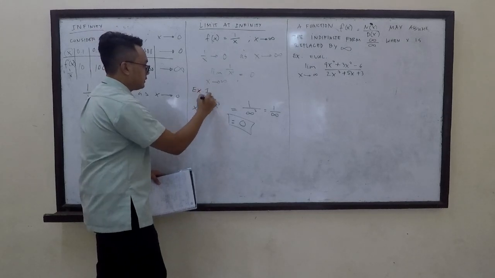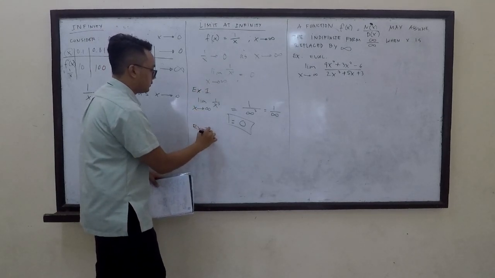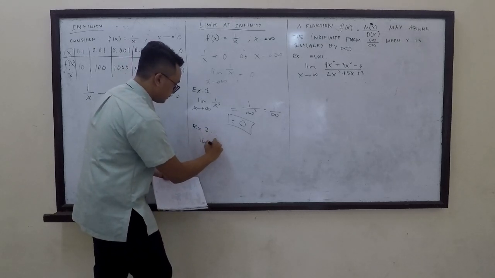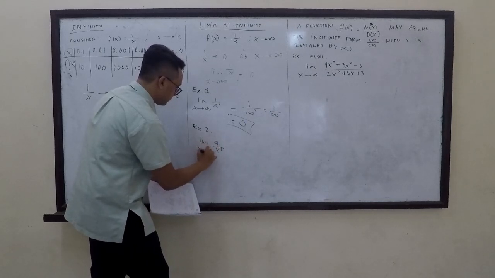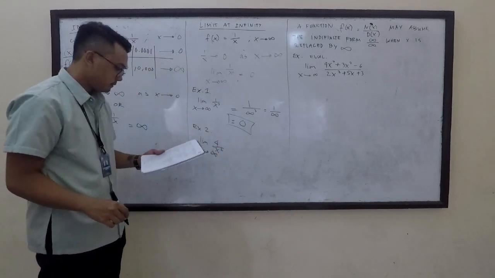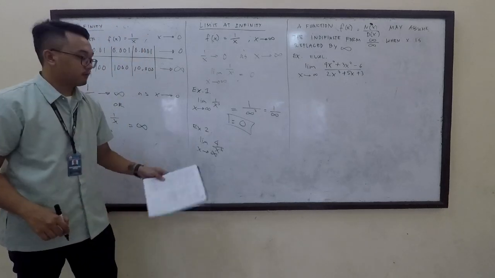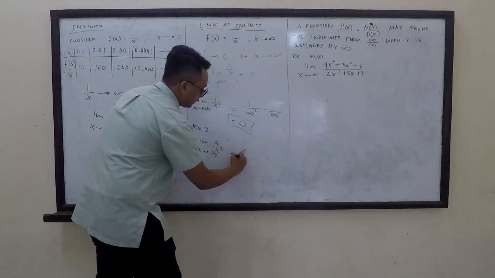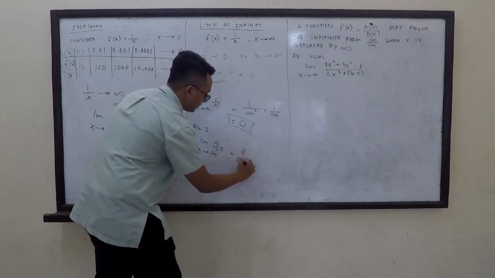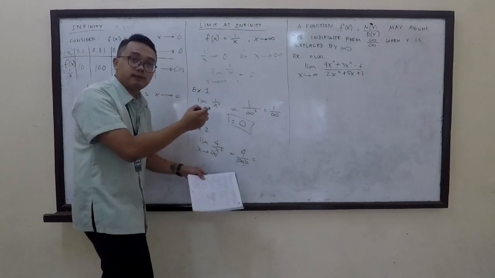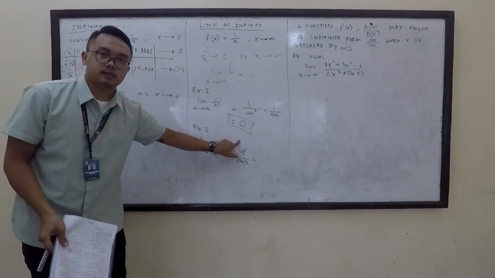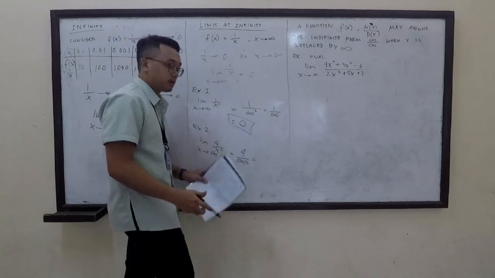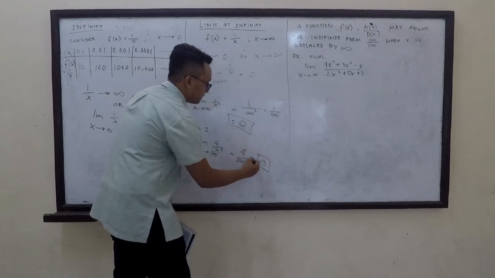Then example number 2. The limit of 4 over x squared as x approaches infinity is just 4 over infinity squared. So this is just 4 divided by infinity. Of course, 4 is a very, very small number compared to infinity. So therefore, the answer is 0.